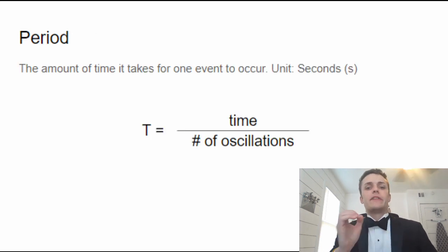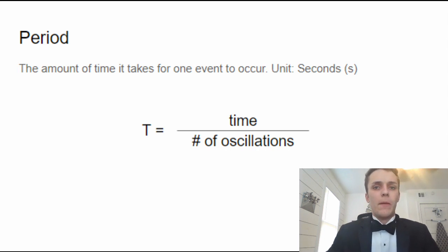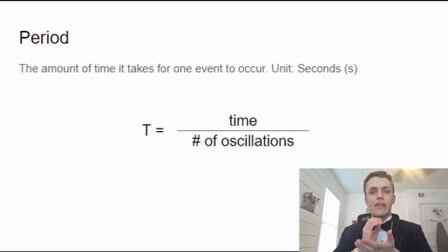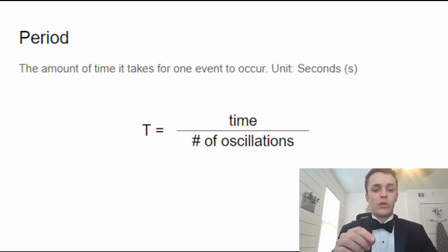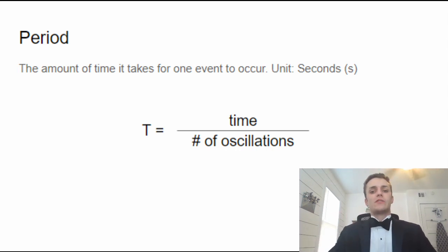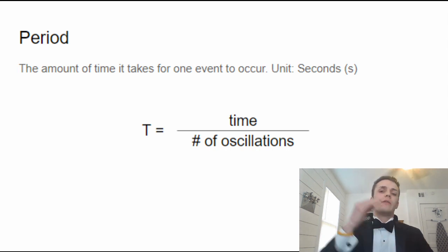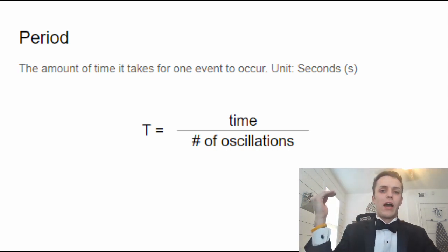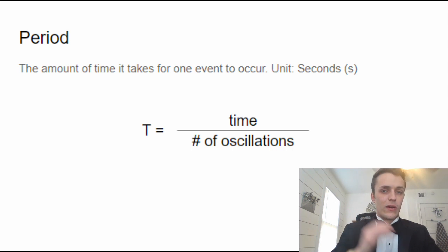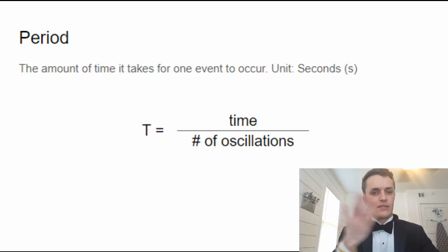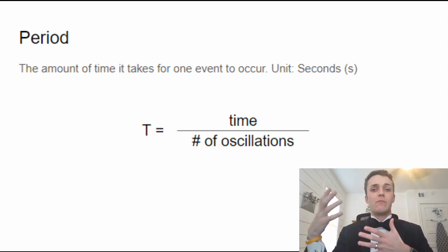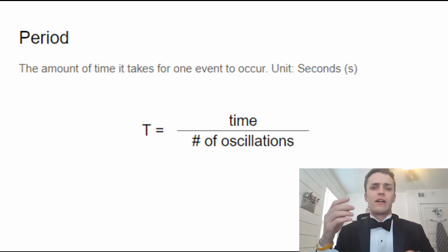Our next word is period. Period is the amount of time it takes for one event to occur. Period is represented by the capital letter T, that's the variable, and it's measured in seconds. Looking at the formula, period is calculated by taking time and dividing by the number of oscillations. So how long it was oscillating and how many oscillations it completed in that time, you can calculate period. We'll look at some examples if it's not clear already.